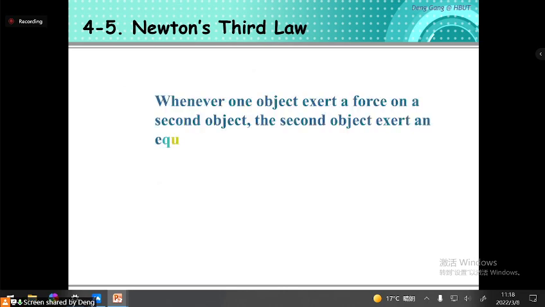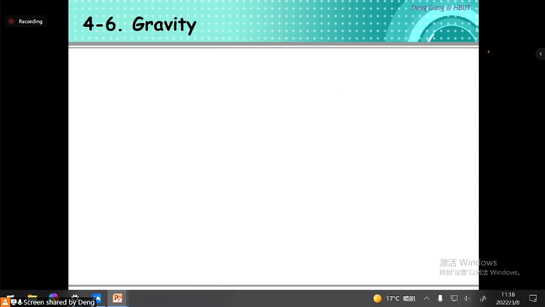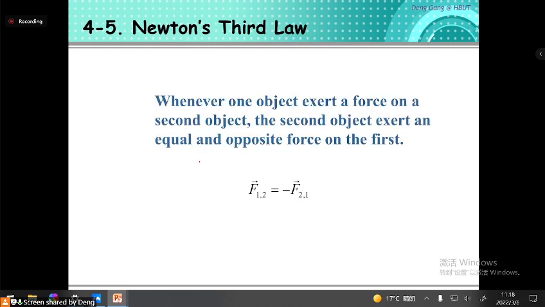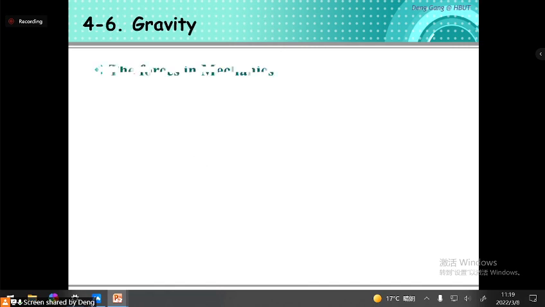And the third law, and maybe most of you are familiar with this, is whenever one object exerts a force on a second one, the second object exerts an equal and opposite force on the first. So if we use an equation, that's F12 is equal to minus F21, which means in the opposite direction. So this one is very simple, and you all know this, so we will not focus on this one.